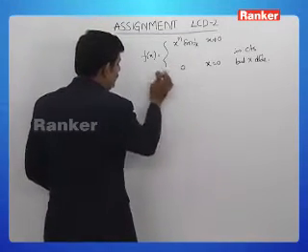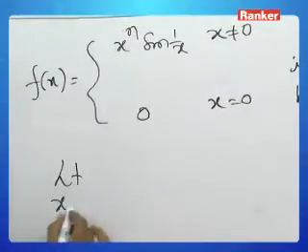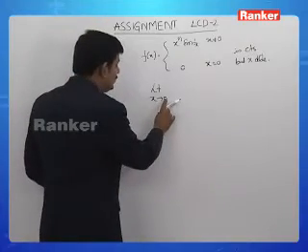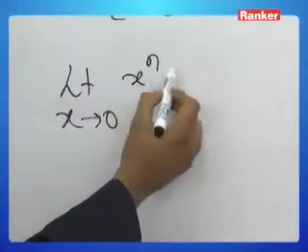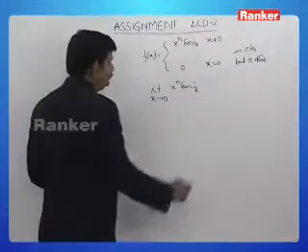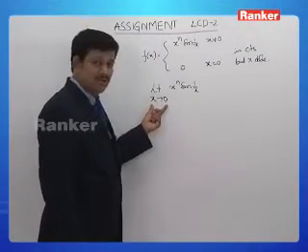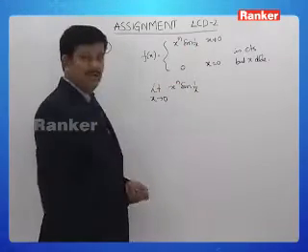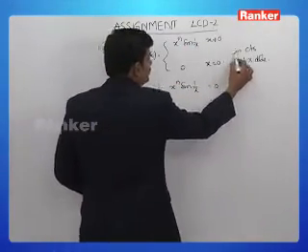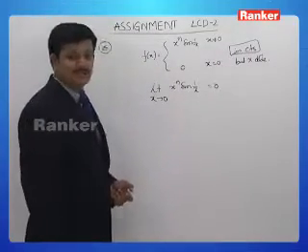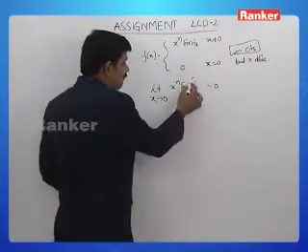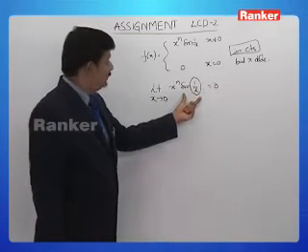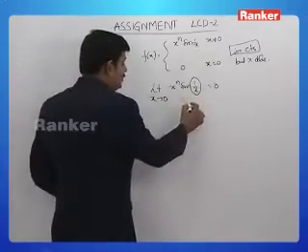So, let us evaluate the limit as x tends to 0 of f of x. As x tends to 0, because x is not equal to 0, f of x is x power n sin 1 by x. Now, this limit has to be equal to 0 because it is given that the function is continuous. As x tends to 0, 1 by x tends to infinity, and sine of a number tending to infinity is ambiguous. It fluctuates between minus 1 and 1.